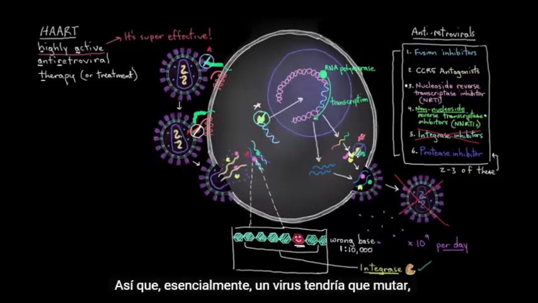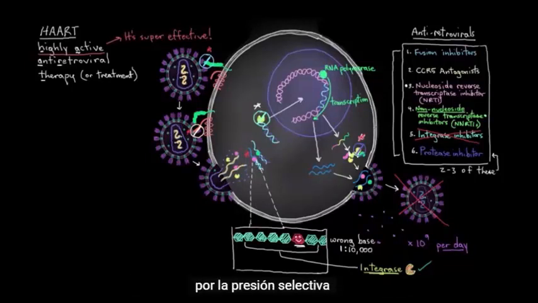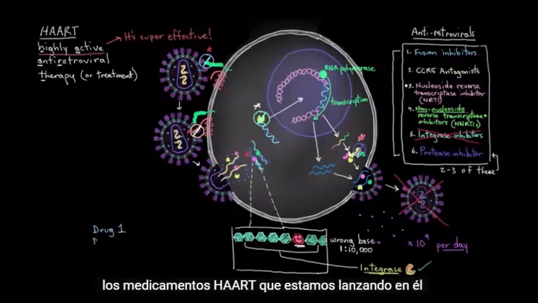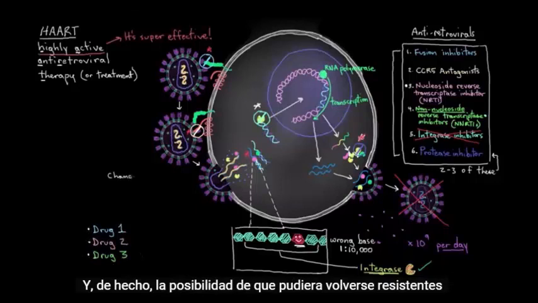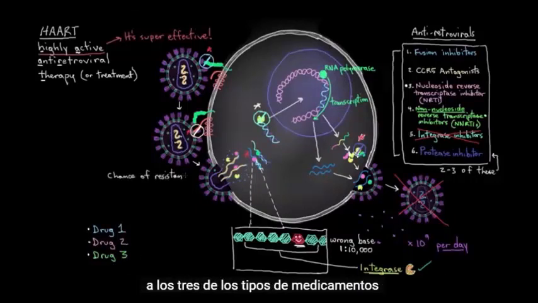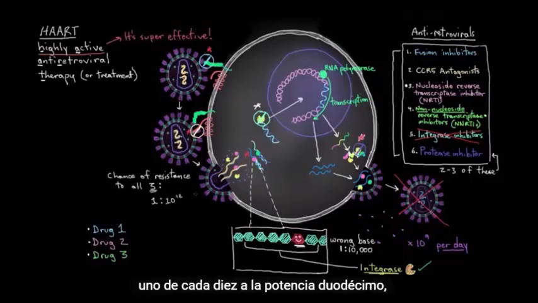So essentially, a virus would have to mutate, either randomly or sort of evolve by selective pressure, to become resistant to all of the HAART drugs that we're throwing at it in a given cocktail. And in fact, the chance that it could become resistant to all three of the types of drugs would be at the very least 1 in 10 to the 12th power. That's 1 in a trillion chance.